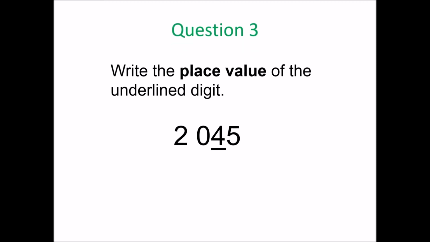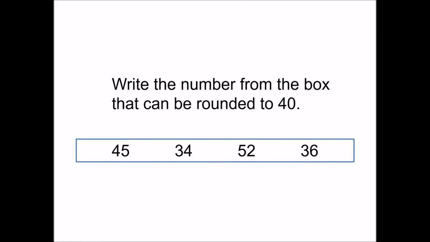Write the place value of the underlined digit. Place value, wait for it. You must know place value and value. This one asks for place value, so it's in the tens place. You must write it properly. Tens place. The value is 40.